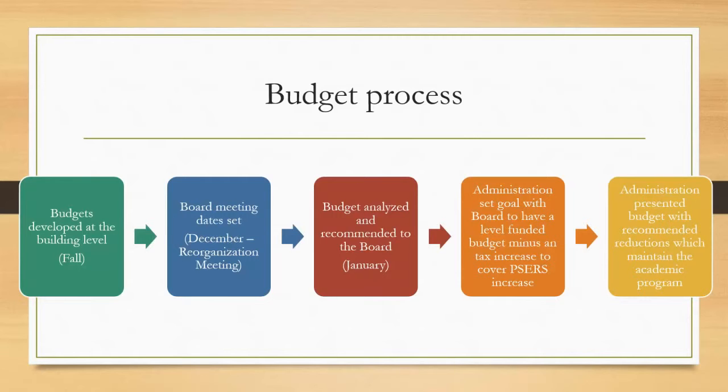We also set a goal at that time with the school district, and the goal that was set this year was that we would keep a level funded budget minus the increase that would happen because of the PSERS increase this year. Whenever there's a PSERS increase, it's a percentage increase, which we'll talk about in a little bit, and half of that is reimbursed by the state. The other half falls on the burden of the local school district. So it's that half additional extra year that has to be accounted for.